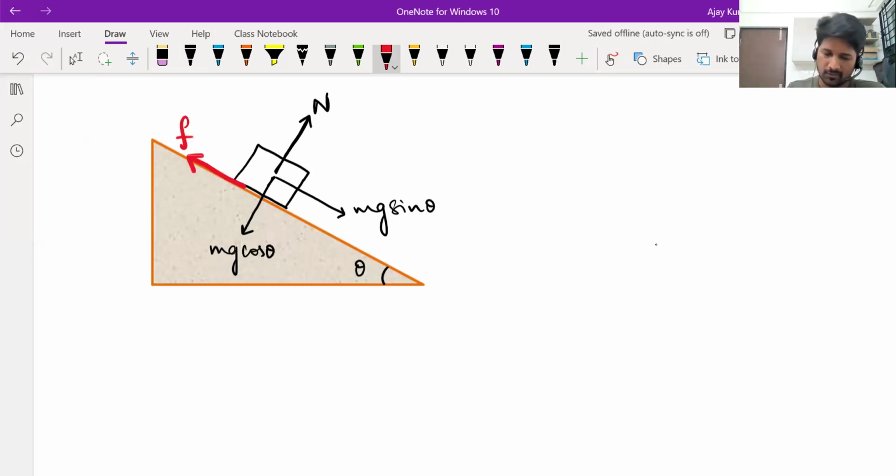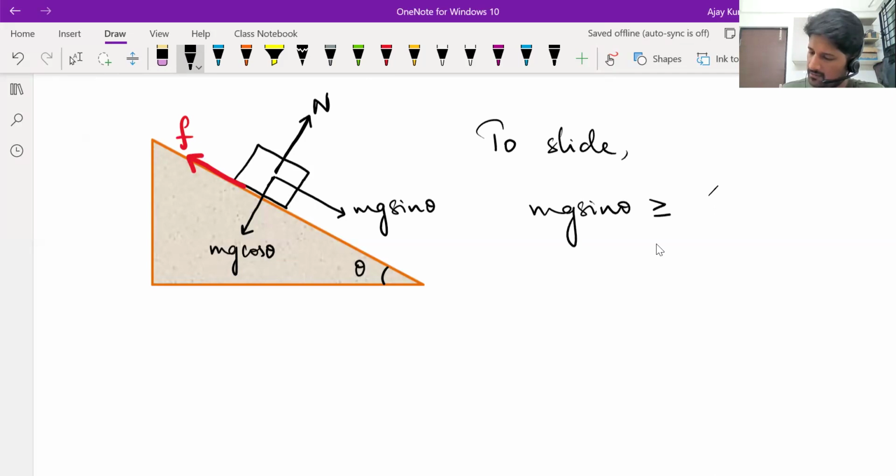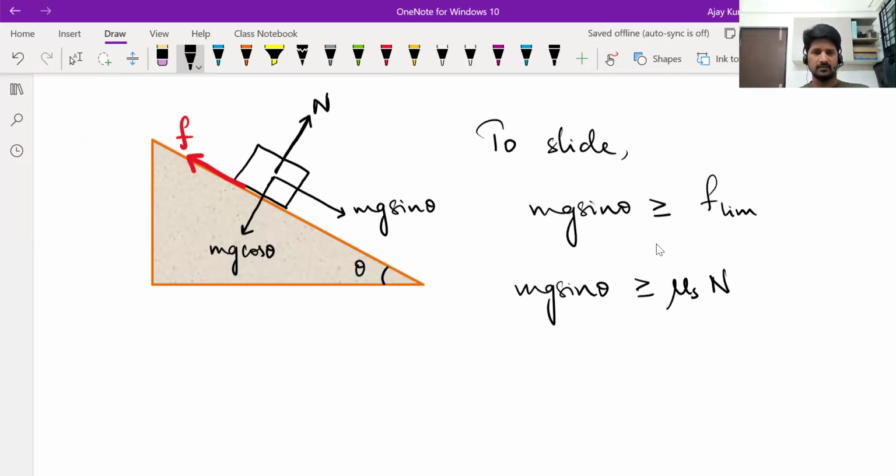Okay. Now for the block to start sliding, mg sin theta should be greater than or equal to limiting value of the friction. Okay. So mg sin theta should be greater than or equal to mu s multiplied with N. Can one of you tell me how much is N in this case? Saket, how much is the normal force? Okay, Saket is not there. Aishwarya, how much is the normal force? Sir, mg cos theta. It will be balancing mg cos theta.